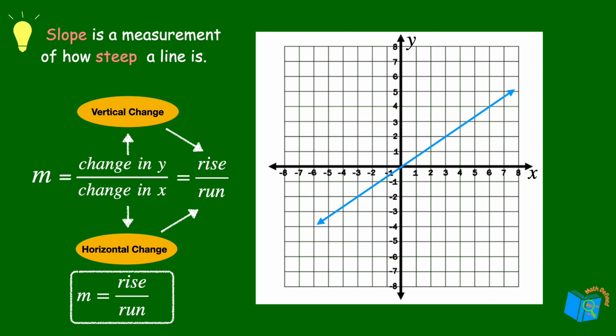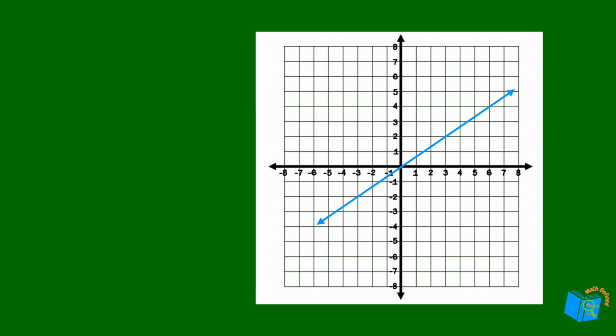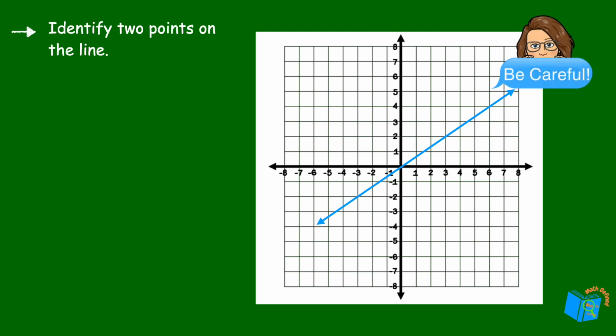Now we need to find a way to find these two changes. I am going to show you two ways that you can find the slope of this line. The first way is to use the graph. The first step is to identify 2 points on the line. We need to be careful, though, to identify only points that are at an intersection of both a vertical and horizontal line. Now we can choose any two of these points that we have identified. I'm choosing these 2 points.